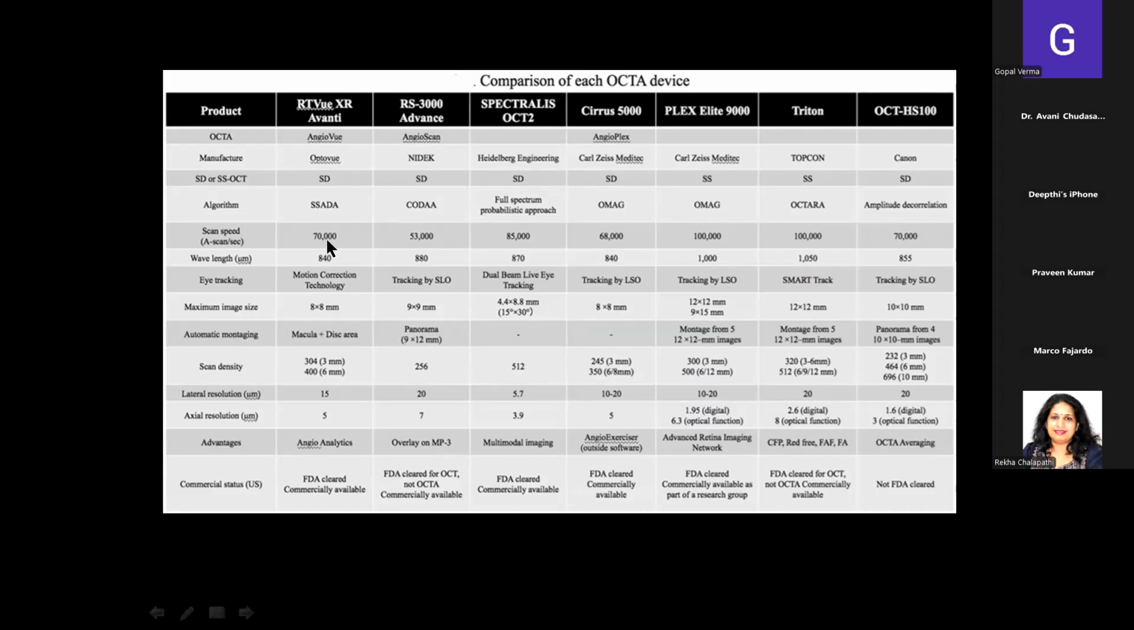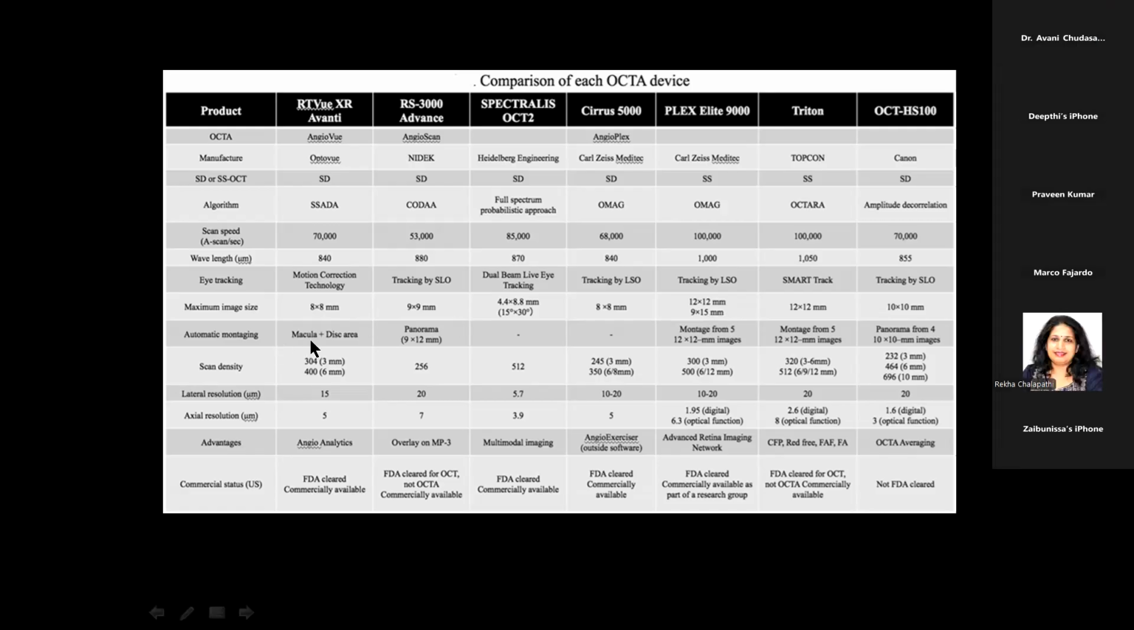The scan speed, I told you already, starts from 70,000. It can go up to 1 lakh also. The wavelength ranges from 800 to 1050 based on these things. Some will have an eye tracking system. Maximum image size, you can clearly see that. Some will have 8 by 8, some will have 12 by 12, some will have 9 by 15. And automatic montaging will be available in some of the machines. You need not manually sit and do a montage, meaning overlap one image next to the other to get a panoramic view. The lateral resolution and the axial resolution also vary from one to another.